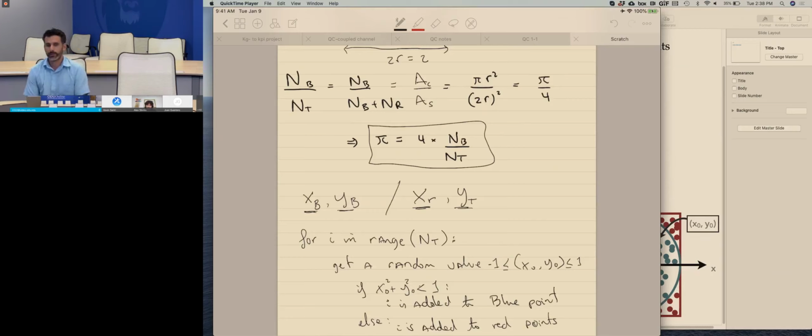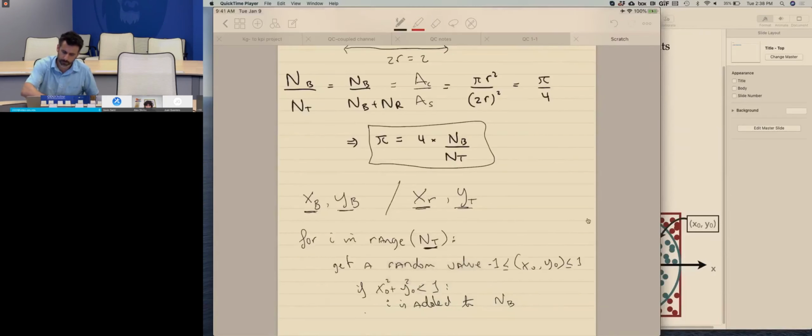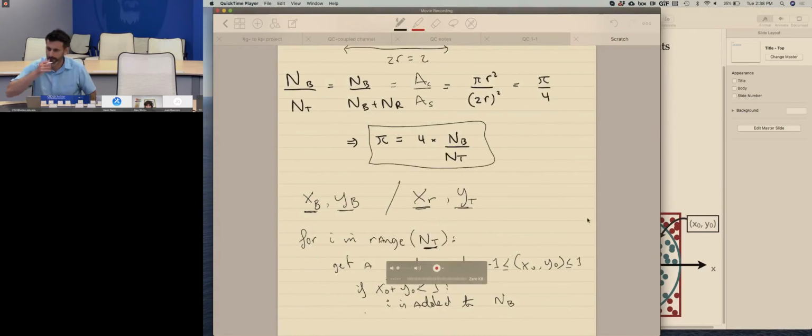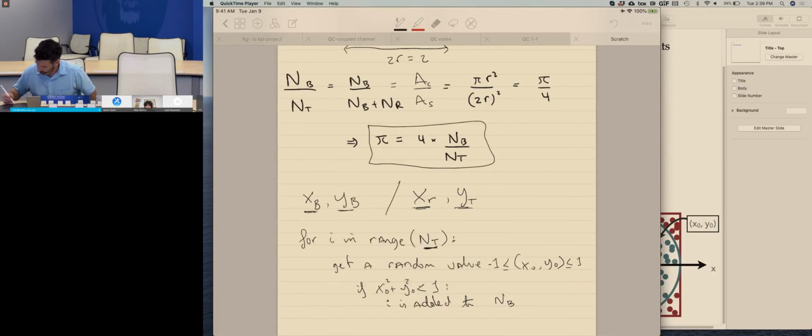Otherwise, I is added to the red points, okay? And so then you have to enumerate the number of red points and the number of blue points. In fact, you don't even need to add anything into the red points because you already have the total number of points, which is NT, as your input into your function. So all you have to do is count the number of blue points. Once you have the number of blue points, then pi is just equal to 4 NB divided by NT, and you're done.